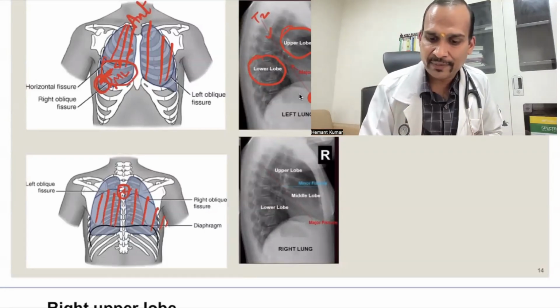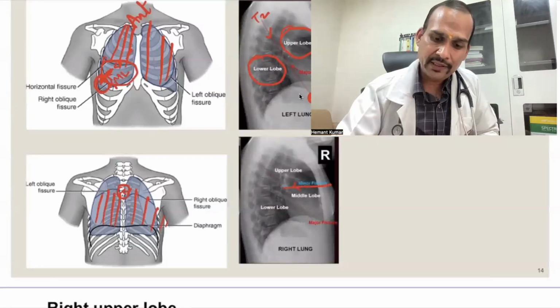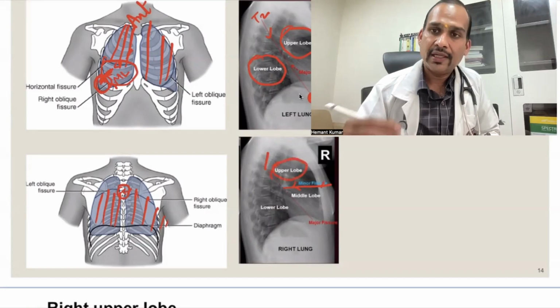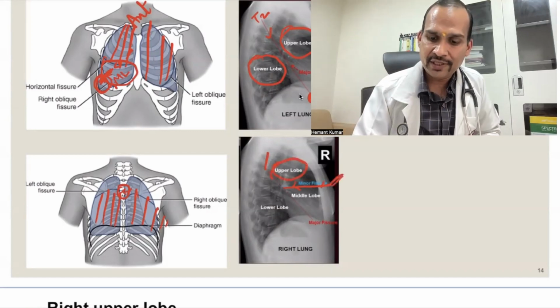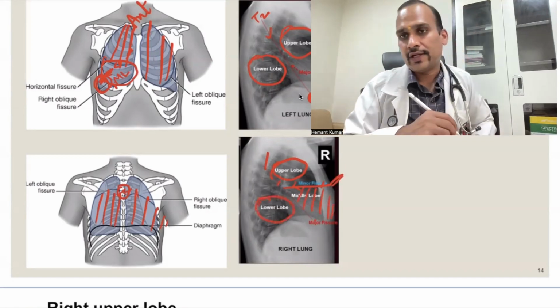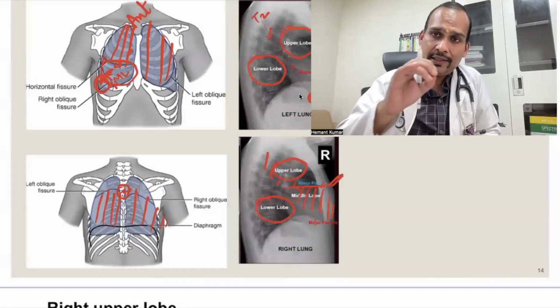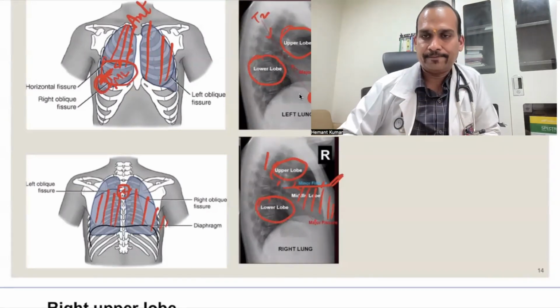On the right side, there is a minor fissure. Here is the minor fissure. So the area above the minor fissure, in front of the major fissure, is the upper lobe. The area between the minor fissure and the major fissure is the middle lobe. And posterior to the major fissure is the lower lobe. So this is how we can divide the lungs into lobes.